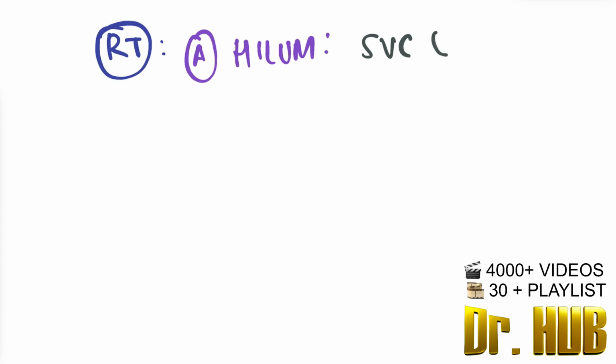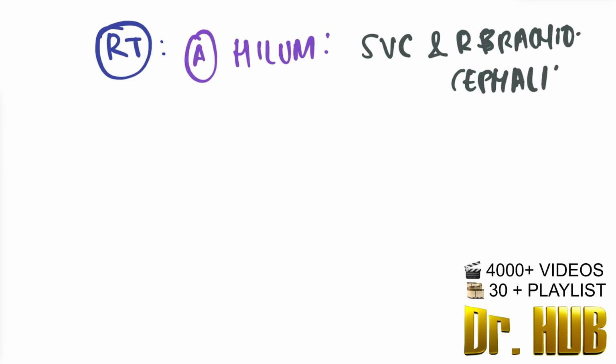So the right lung, anterior to the hilum, what do we have anterior to the hilum? Anterior to the hilum, what is present is the SVC, that is the superior vena cava, and also the right brachiocephalic vein.